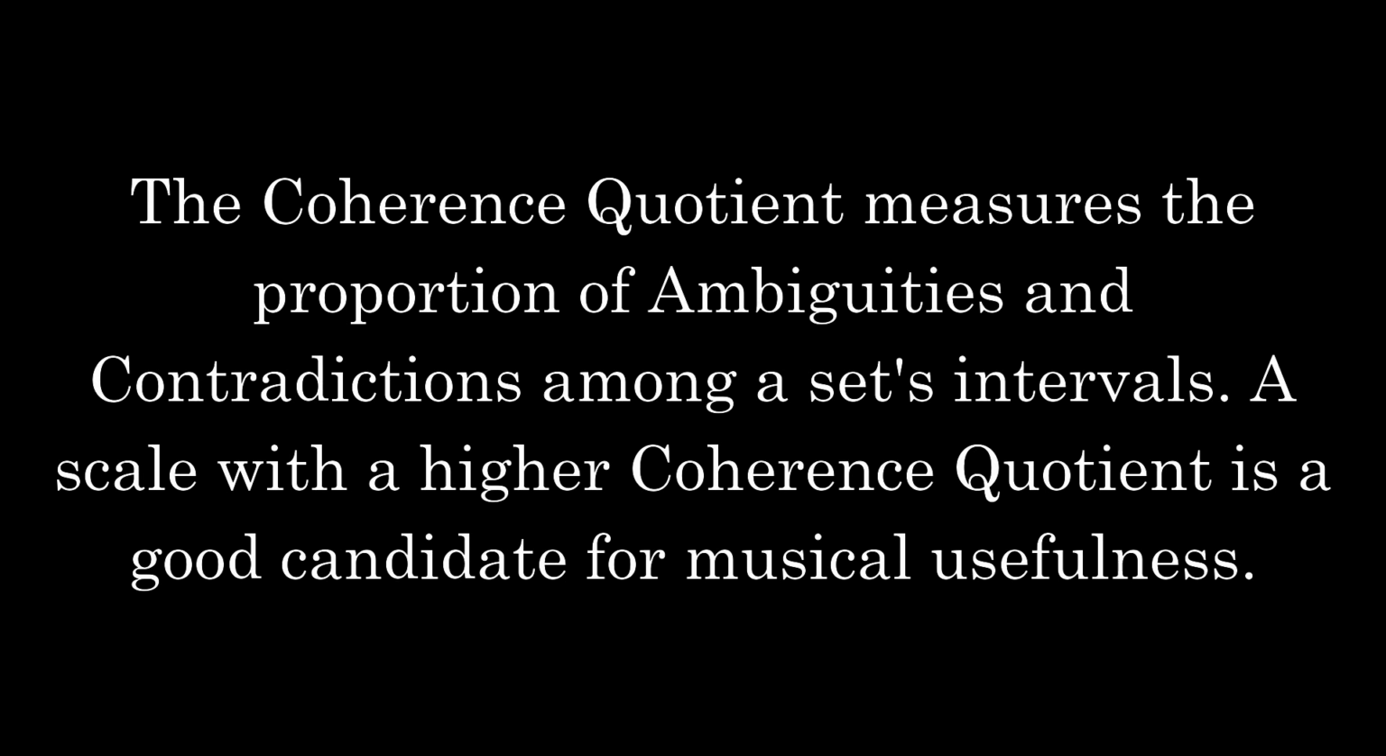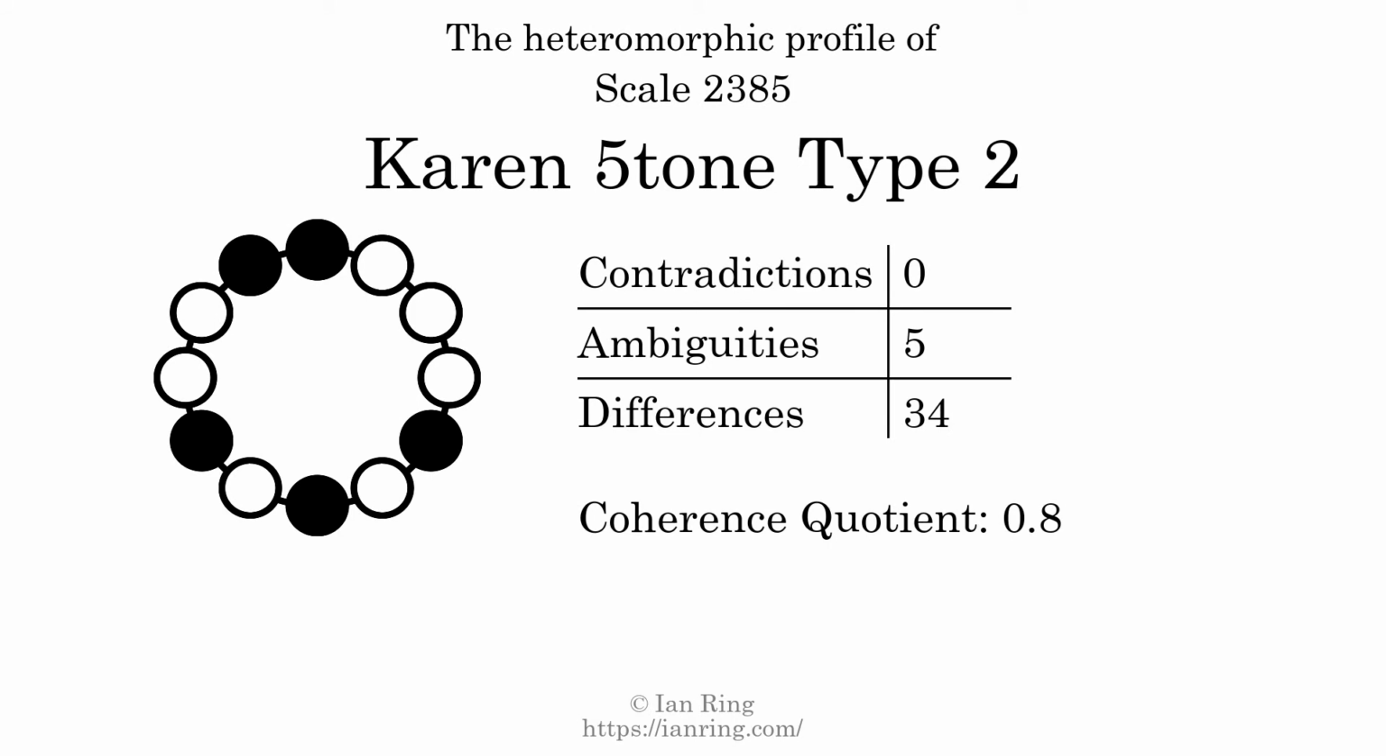The coherence quotient measures the proportion of ambiguities and contradictions among a set's intervals. A scale with a higher coherence quotient is a good candidate for musical usefulness. The coherence quotient is 0.8.